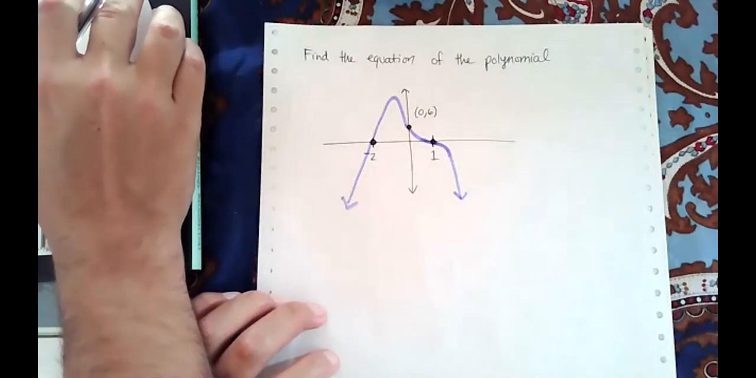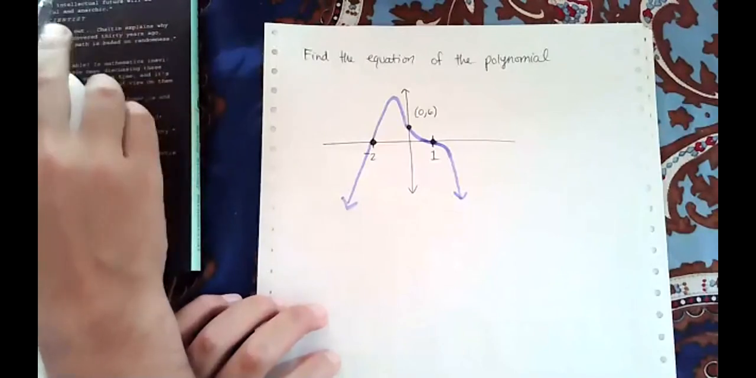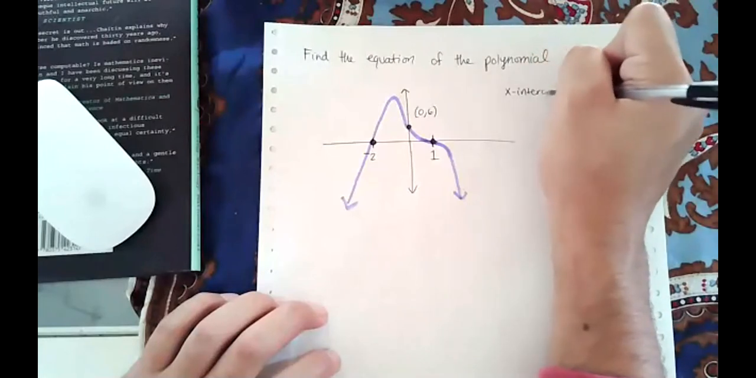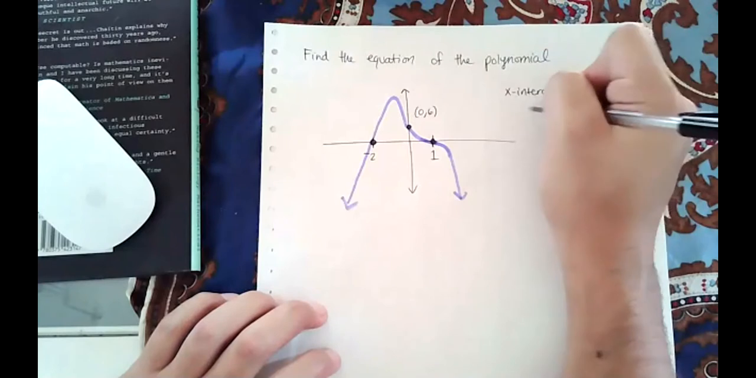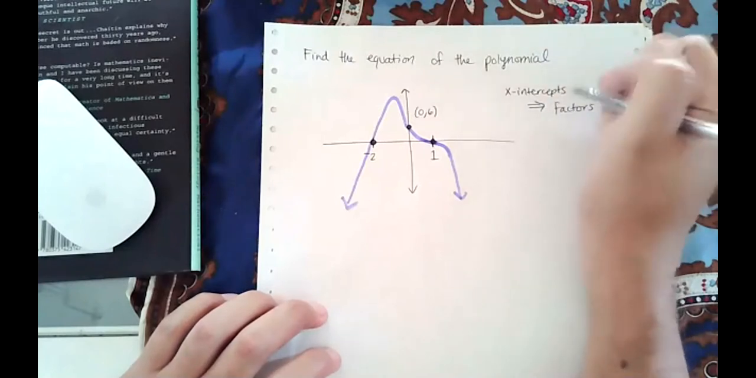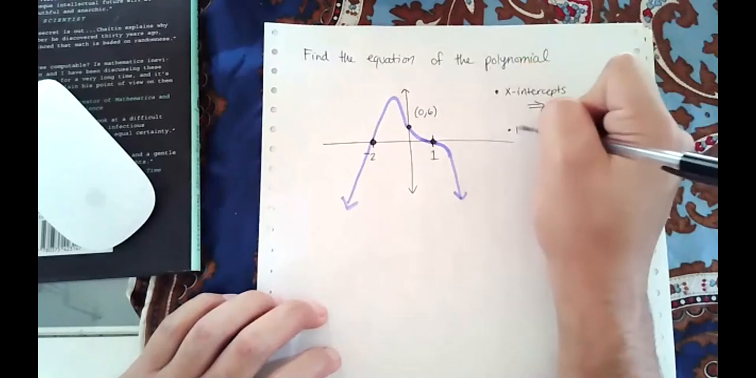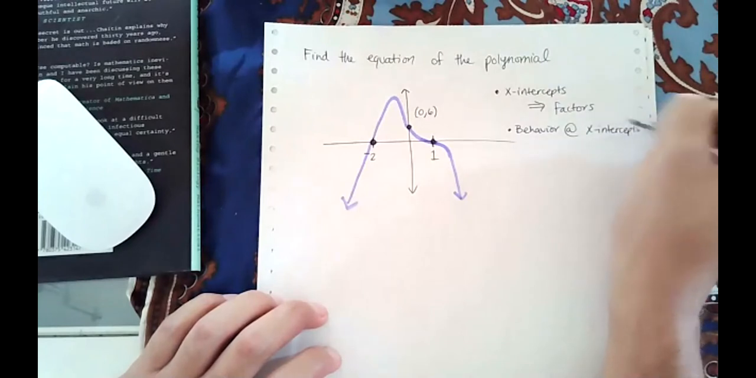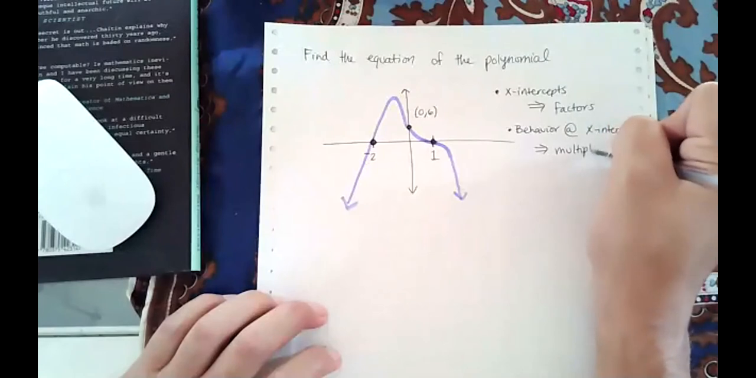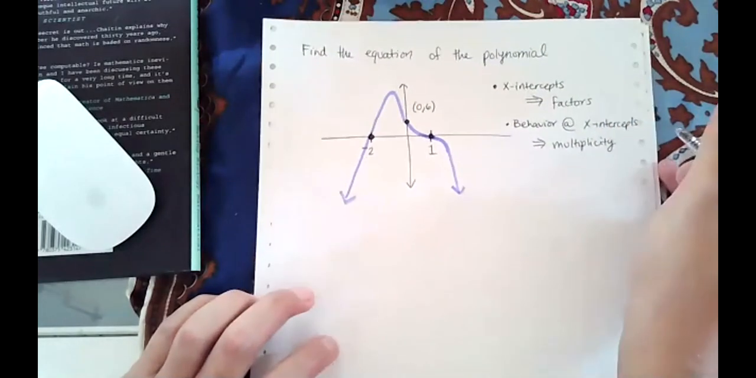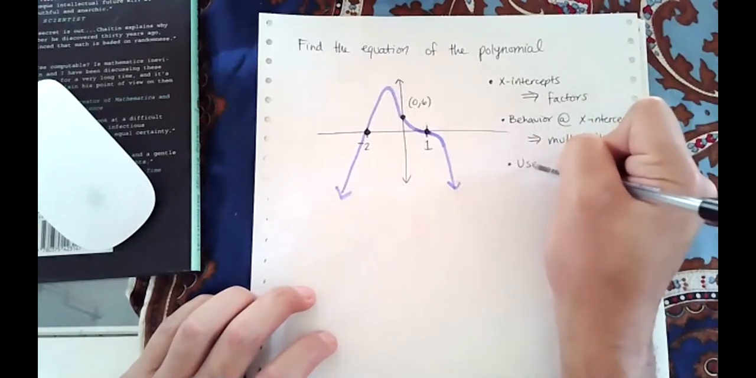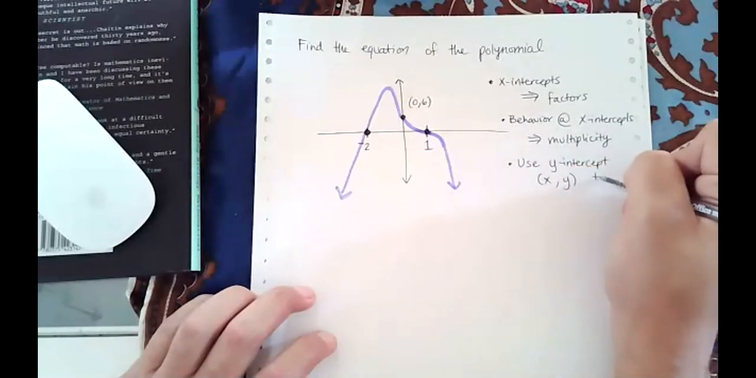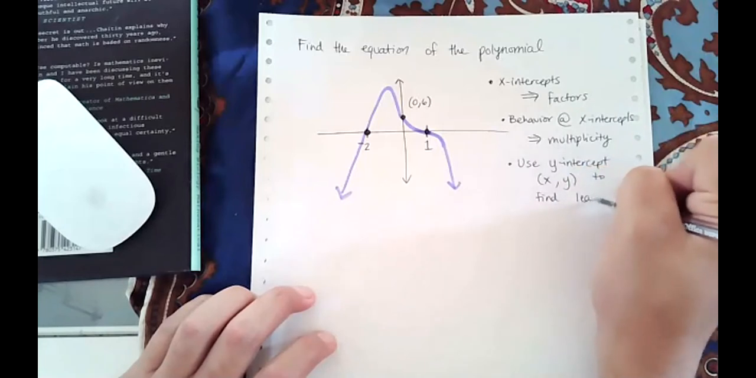So I'll give you guys about 10 minutes to work on this one. Remember that your x-intercepts tell you what your factors are. The behavior at the x-intercepts tells you the multiplicity or the exponent on those factors. And then you're going to use the y-intercept, the x and the y value, to find the leading coefficient.